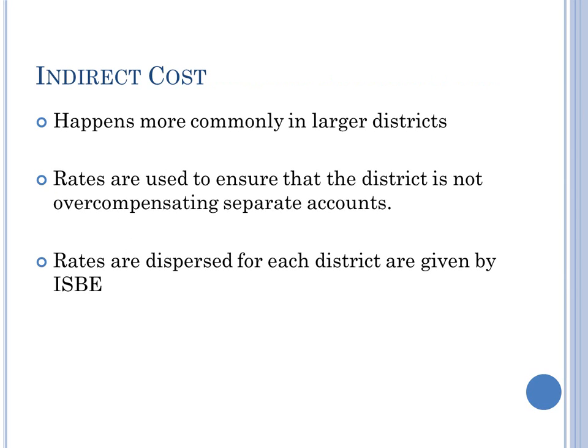Indirect cost is the last section we look at for resource management. Indirect cost is something we generally see in larger districts. Schools are not required to use indirect costs, but if chosen, the rates are given by ISB and updated each year. These rates are used to make sure that the food service program and any other is not overcharged or overcompensated by or for the district. Please view each webinar as they are broken up into separate sections.